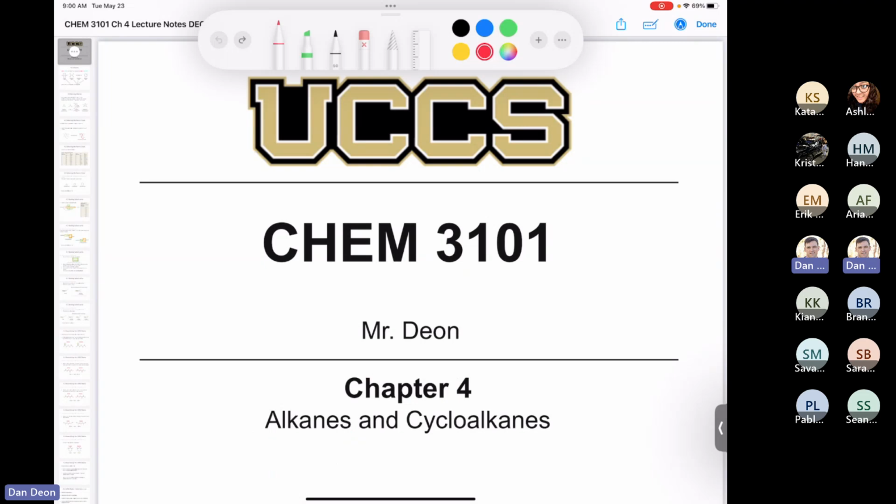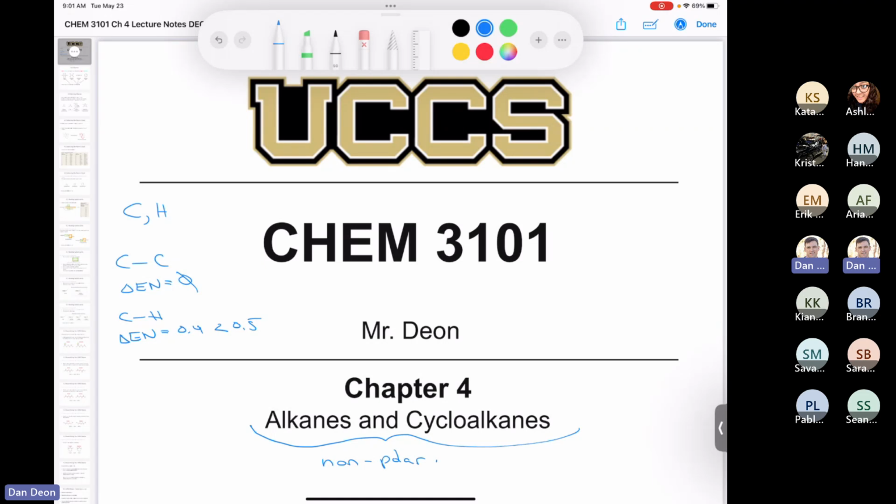Another thing I want you to think of is that the only atoms we're going to see in this chapter are carbon and hydrogen. If we have a carbon-carbon bond, the difference in electronegativity is going to be 0. And if we have a carbon-hydrogen bond, the difference in electronegativity is going to be 0.4, which is less than 0.5. And therefore, everything that we see in this chapter is going to be nonpolar. We don't have to worry about dipoles and any of that kind of stuff.